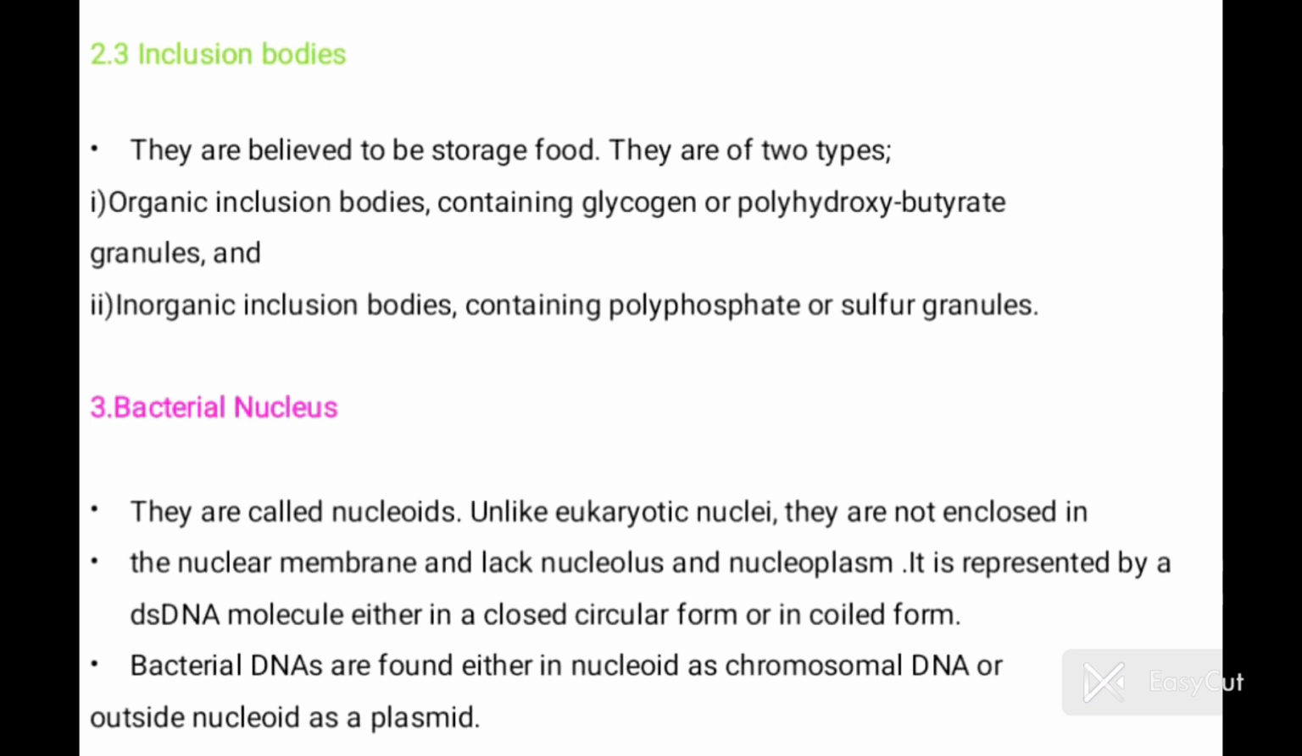Third, bacterial nucleus. They are called nucleoids. Unlike eukaryotic nuclei, they are not enclosed in a nuclear membrane and lack a nucleolus and nucleoplasm. It is represented by a DNA molecule either in a closed circular form or in a colloidal form. Bacterial DNA is found either in the nucleoid as chromosomal DNA or outside the nucleoid as a plasmid.